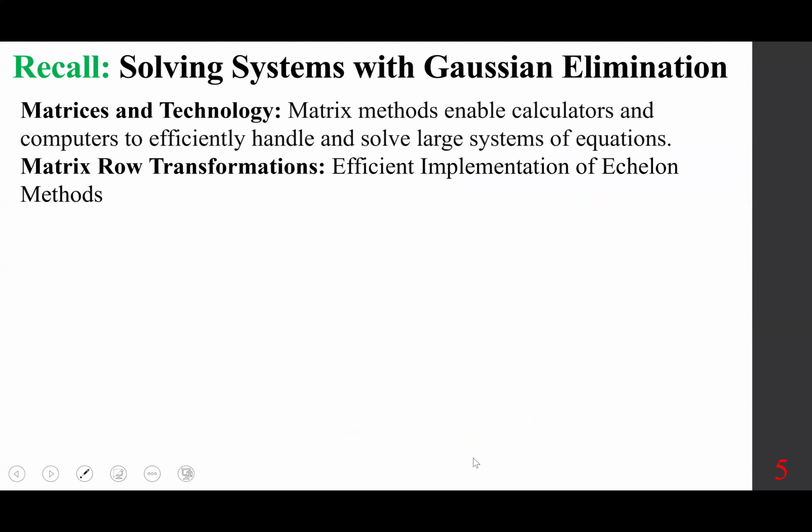Solving systems with Gaussian elimination. Matrices and technology. Matrix methods enable calculators and computers to efficiently handle and solve large systems of equations. Matrix row transformation is an efficient implementation of echelon methods. So what matters is that when we have a large number of variables, giving us a large system, it makes it a lot easier using the addition method, but using the matrices.